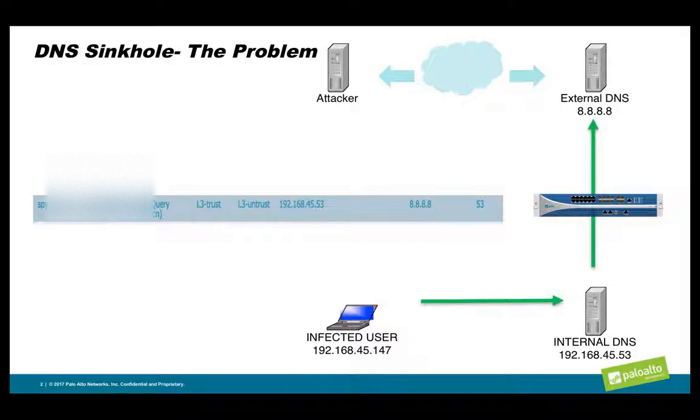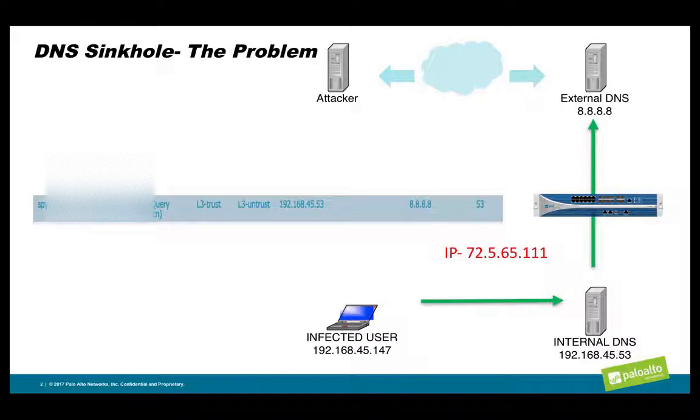You see, the logs show that the request came from the internal DNS server and will not show us the infected machine. What we're going to do with the DNS sinkholing is intercept that DNS request between the internal DNS server and the external DNS server and respond with an address of our own.